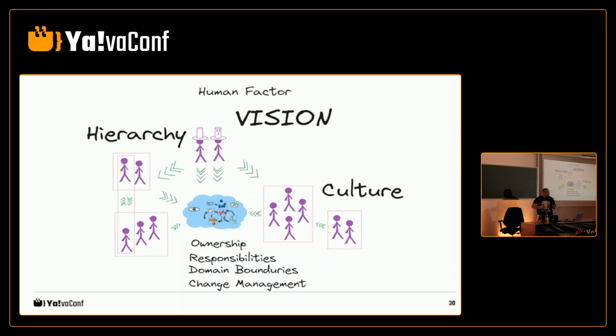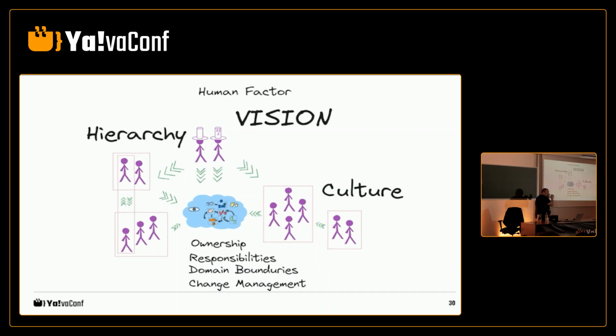Some people on the top, owners, stakeholders, they have some vision of what they want to do. This translates into hierarchies in the company. This translates to the culture, how do we work? And this defines ownership, responsibilities, who takes responsibility and everything. Domain boundaries are also defined by these people. Everything is coming from the top, yeah?